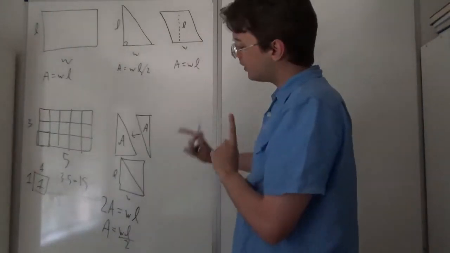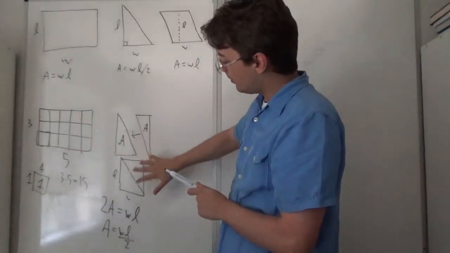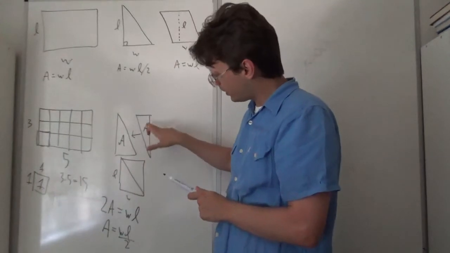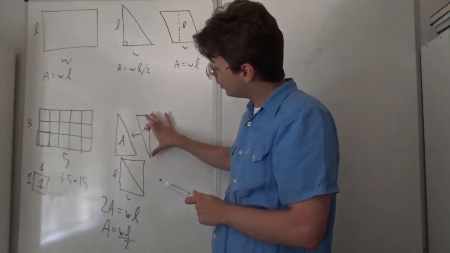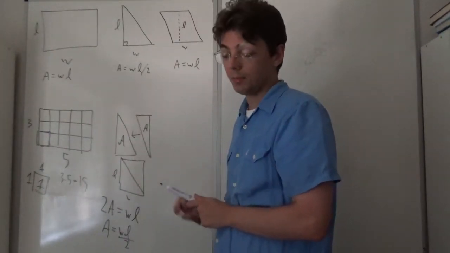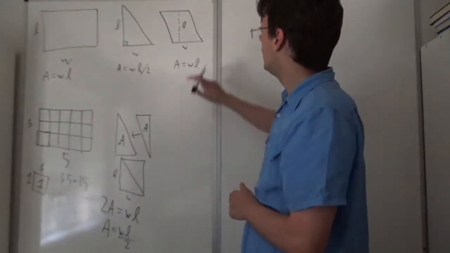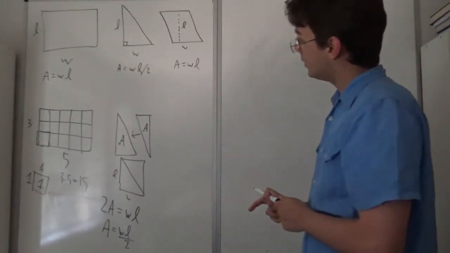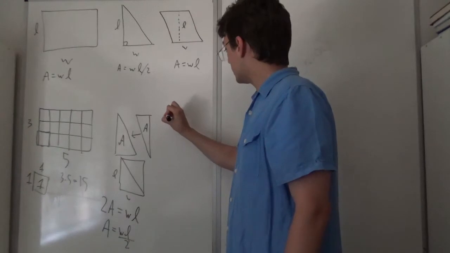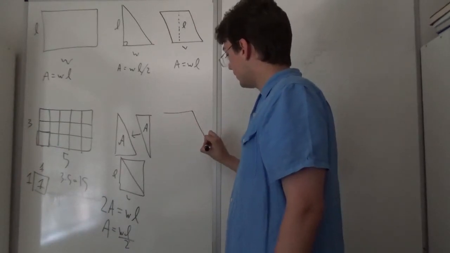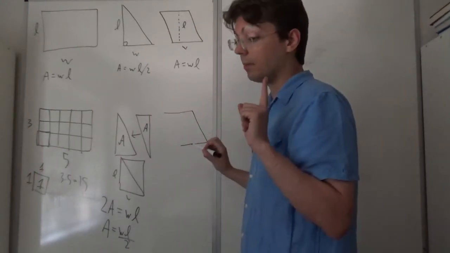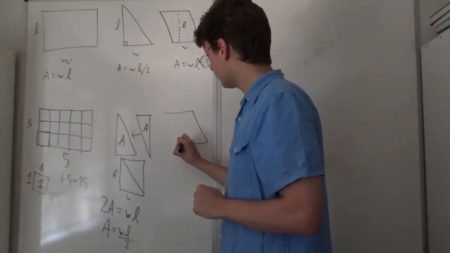Alright, but also notice one other thing here. When we did this here, we didn't just flip things around and copy them, we also reduced it to a familiar shape. That might be useful later. What about trapezoids? What do we do there? Well, trapezoids have a nice trick to them. Not trapezoids, parallelograms, excuse me.